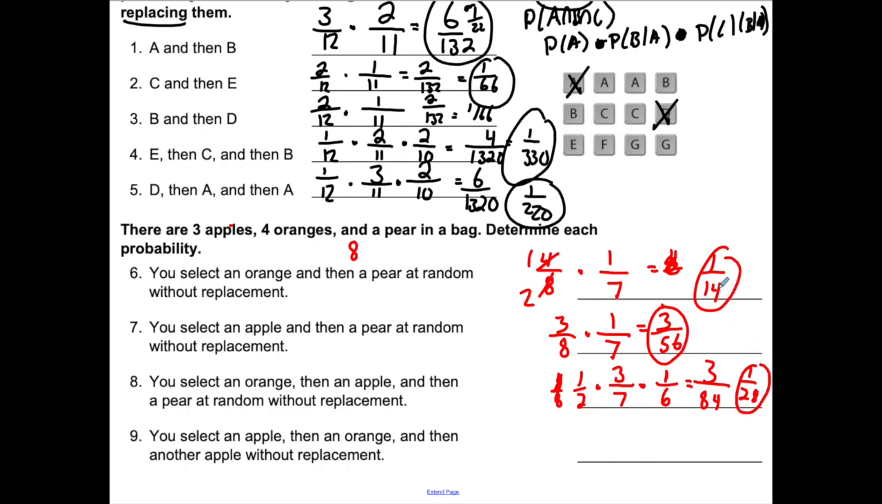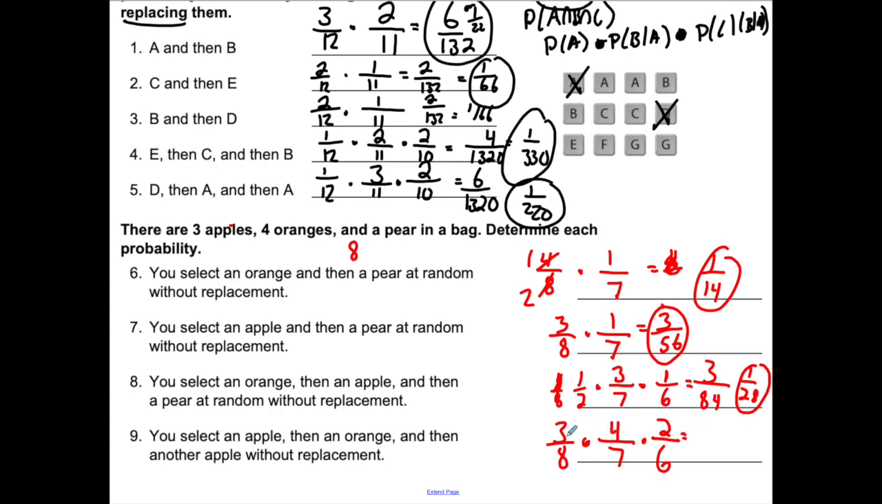Lastly, you select an apple, an orange, and another apple without replacement. So the probability to select an apple, you have a 3/8 chance to select an apple. Now, 1 piece of fruit is gone, given that you selected an apple, so 7 are left, out of which 4 are oranges. Now, given that you've already selected an orange and an apple, there are only 6 pieces of fruit remaining. But because you've taken an apple already, only 2 of those are apples.